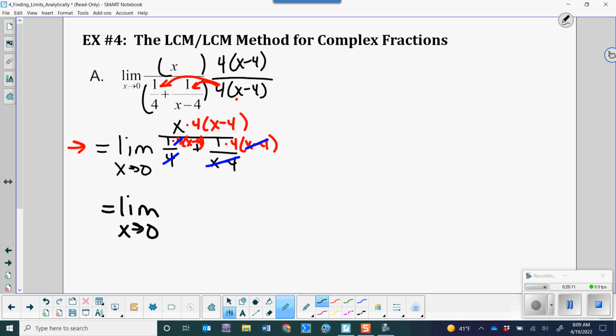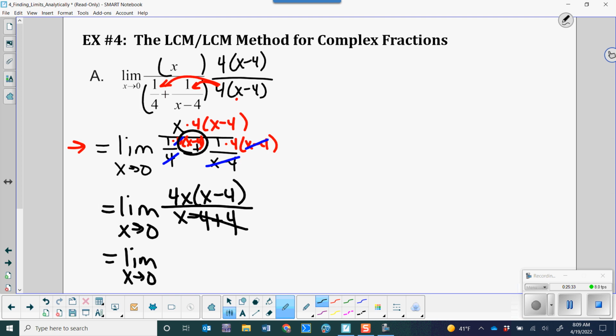Now the problem, and I'm not going to multiply it out, I'm just going to leave it like this. Don't multiply stuff out until you see what you need to do with it. The bottom will be x minus 4 from here, and then plus, and then just a 4. So then these will cancel out. And so then you're going to end up with your x on the top and x on the bottom will cancel.